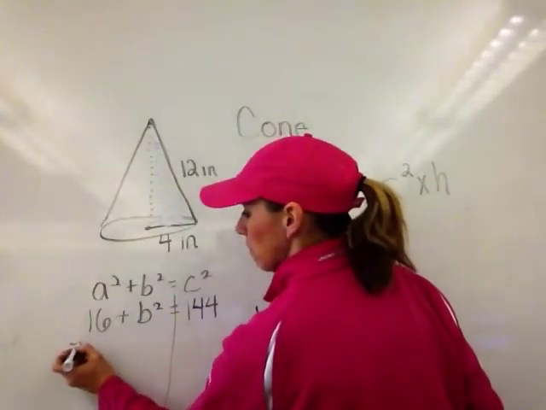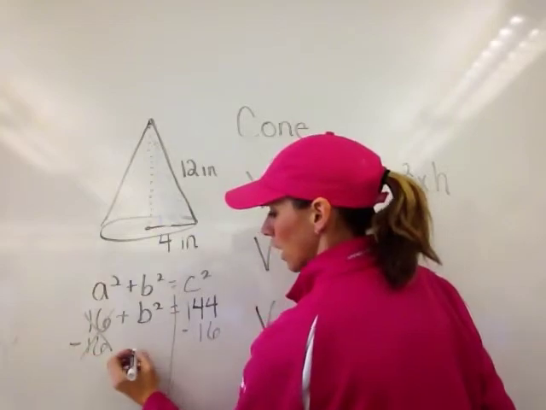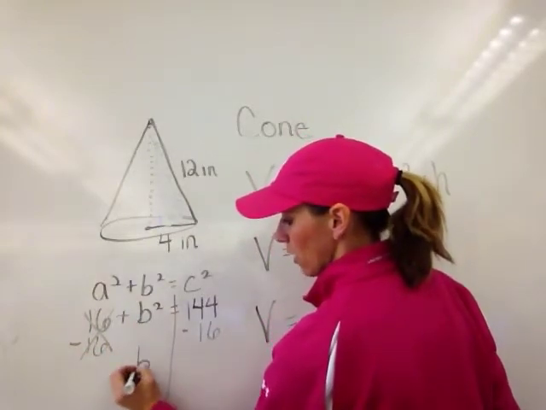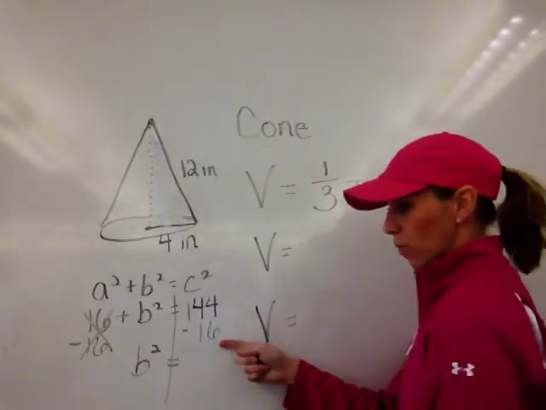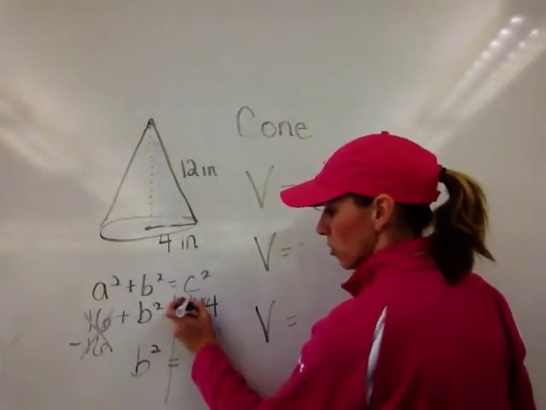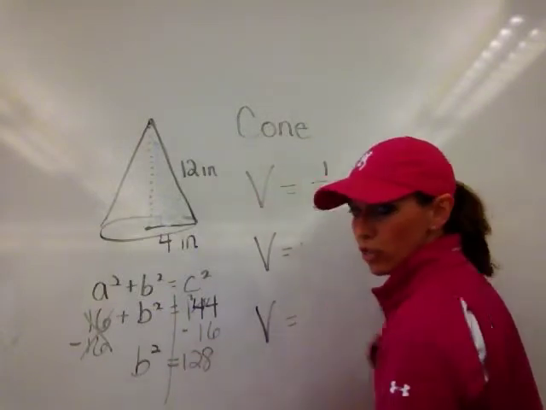So this would be minus 16 and minus 16. I am finally left with b squared, and I bring that down. Okay, 144 take away 16. I can do that subtraction, or I can do that right in my calculator. And I'm going to get 128.